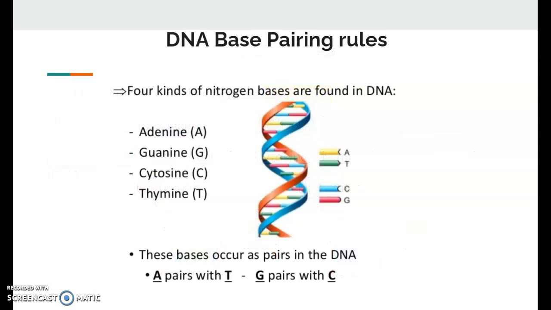There are DNA base pairing rules. So as I just said, there are four kinds of nitrogen bases found in DNA: adenine, guanine, cytosine, thymine. And to really make it short, what you need to understand is the shape of adenine is complementary to the shape of thymine, and the shape of cytosine is complementary to the shape of guanine. And so these things pair together.